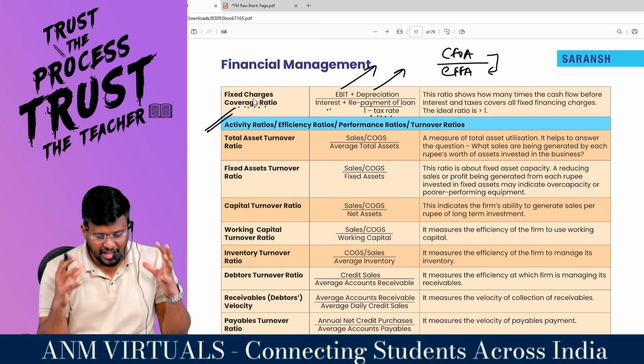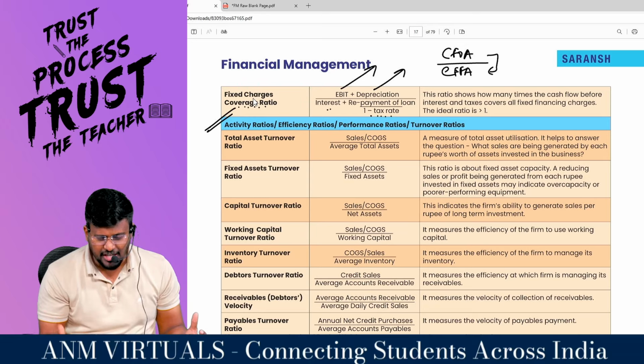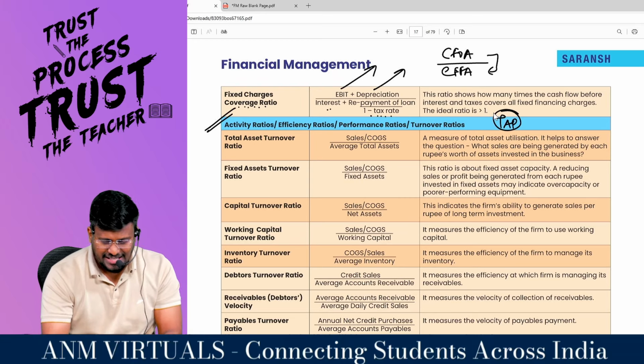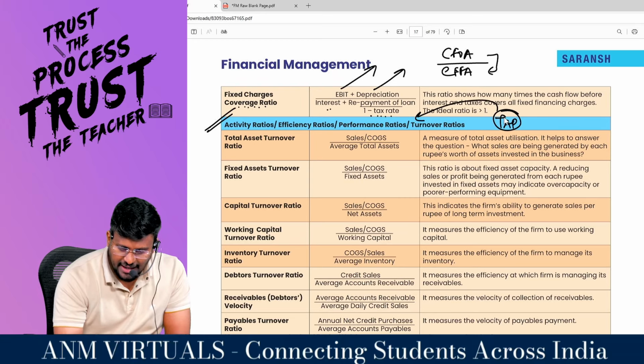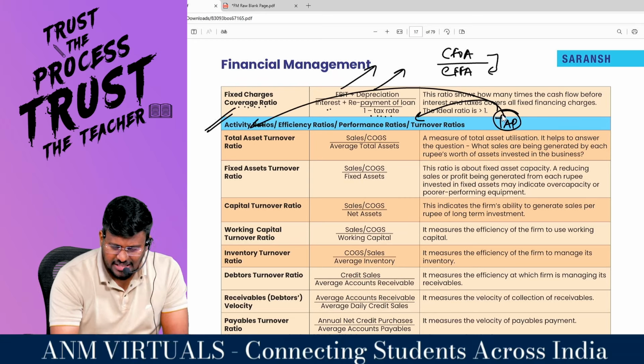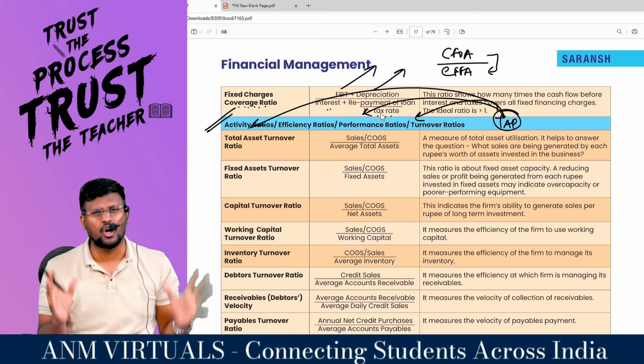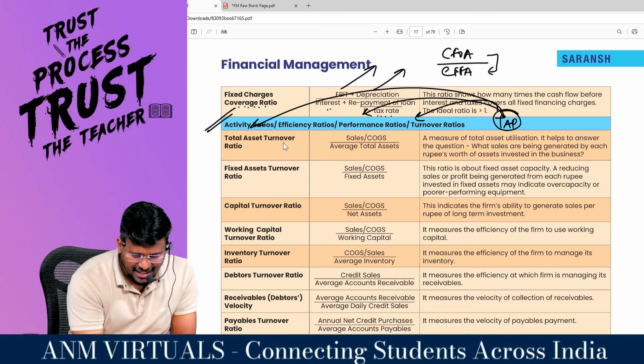Activity ratio, efficiency ratio, performance ratio, turnover ratio, shortly called the TAP ratio. TAP: T stands for turnover ratio, A stands for activity ratio, P stands for performance ratio. Sir, can we come to that? This is one of the easiest slots available. Sir, total asset turnover ratio.